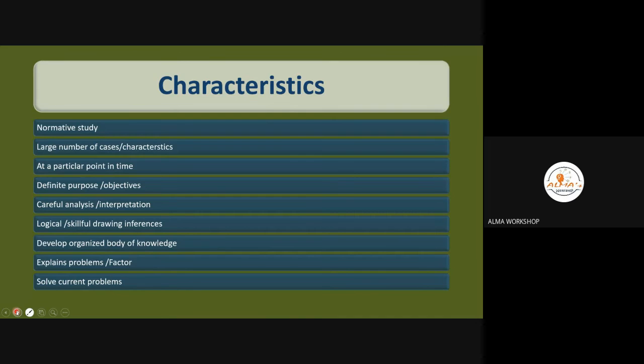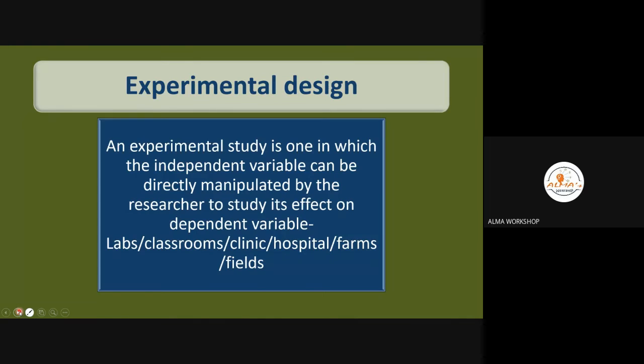Okay. What are the characteristics of survey research? It is a normative study. You have a large number of cases. You say, collect 300, collect 500. 300, 500 is not okay if you have to compare with the universe. At a particular point of time, you can do it. You have a definite purpose and objectives. You can carefully analyze. You will have a logical and skillful drawing of inferences. You have an organized body of knowledge. You try to explain and solve the current problem. All this you will be practically doing, girls.